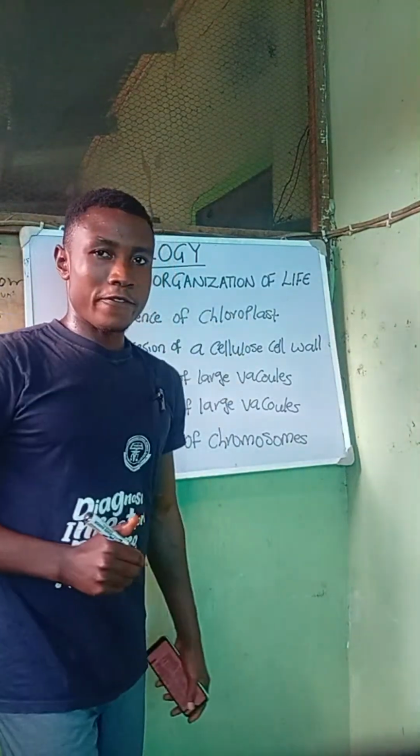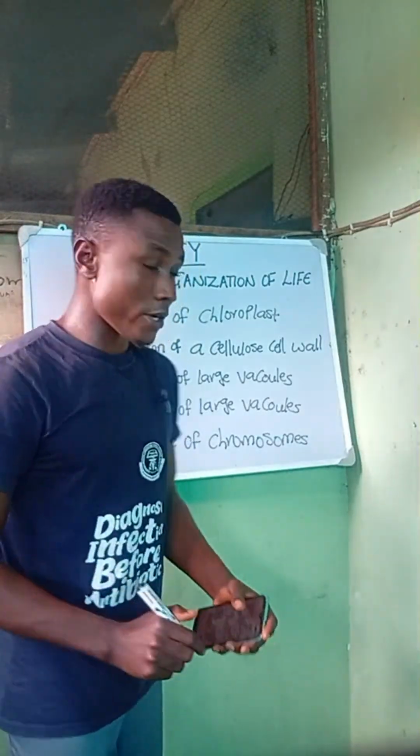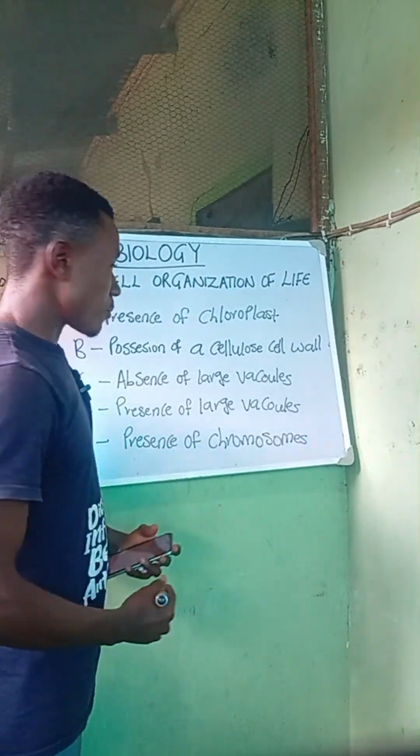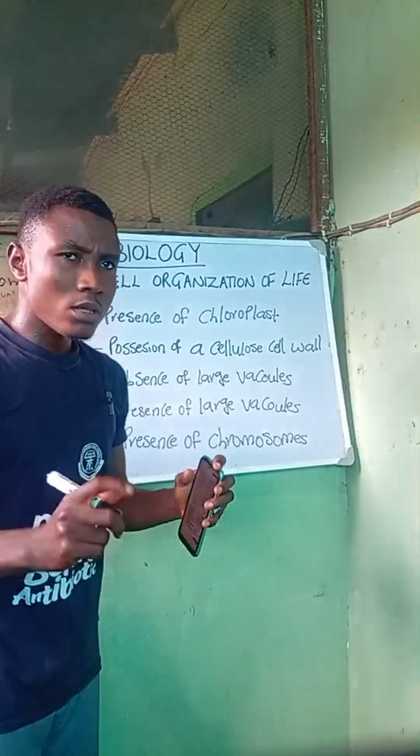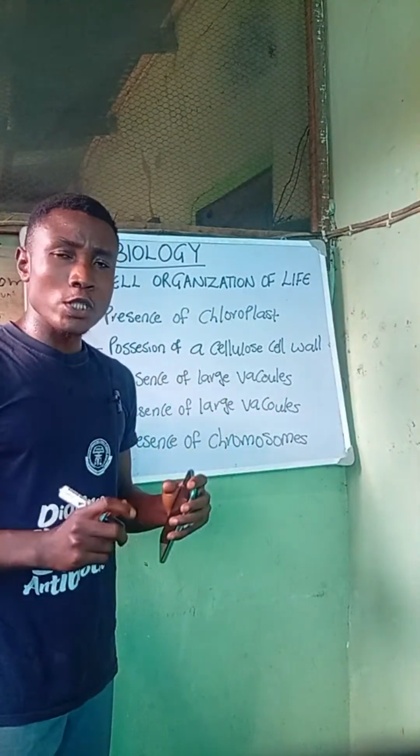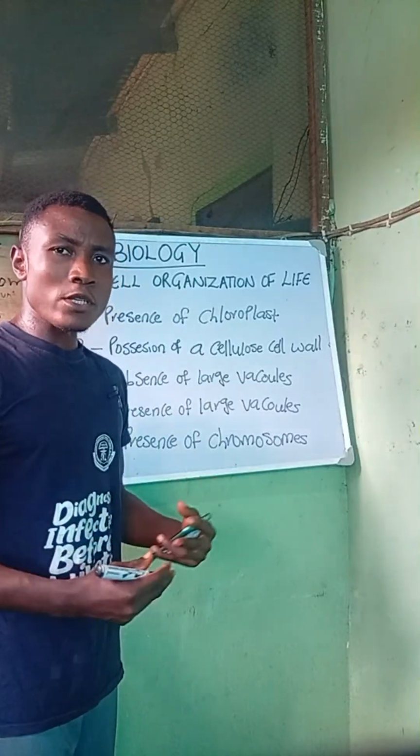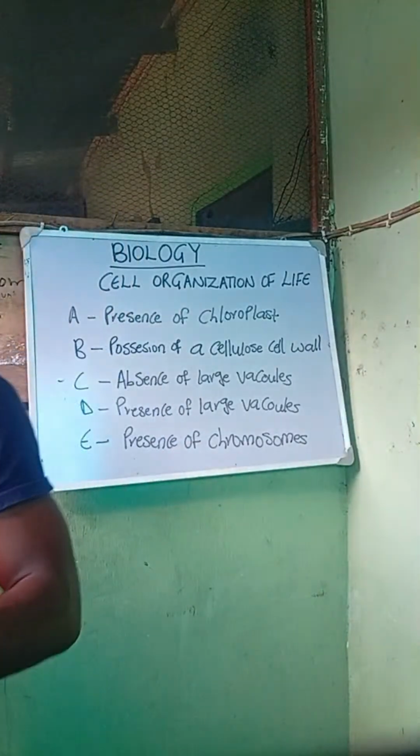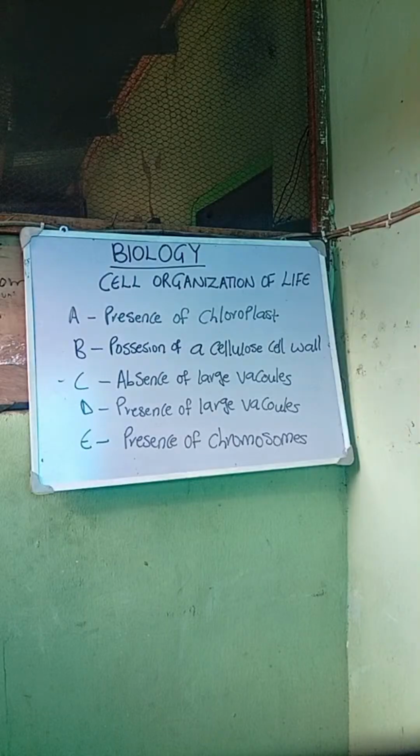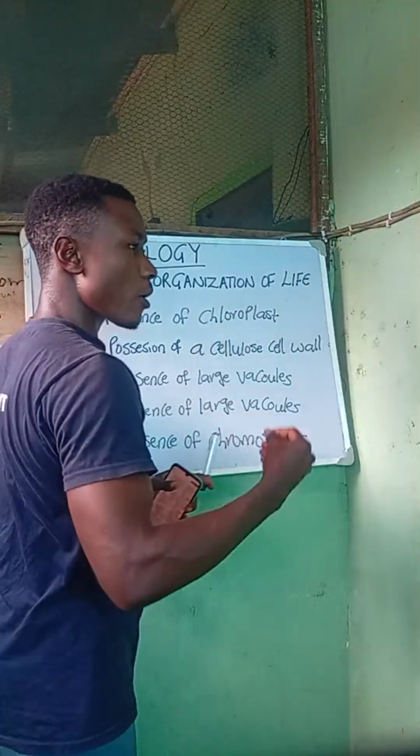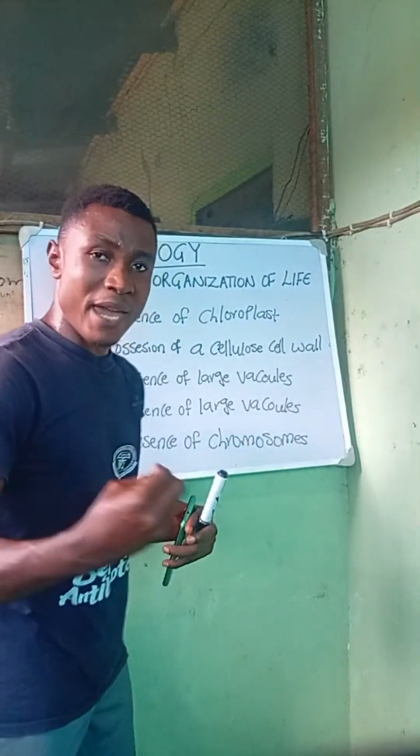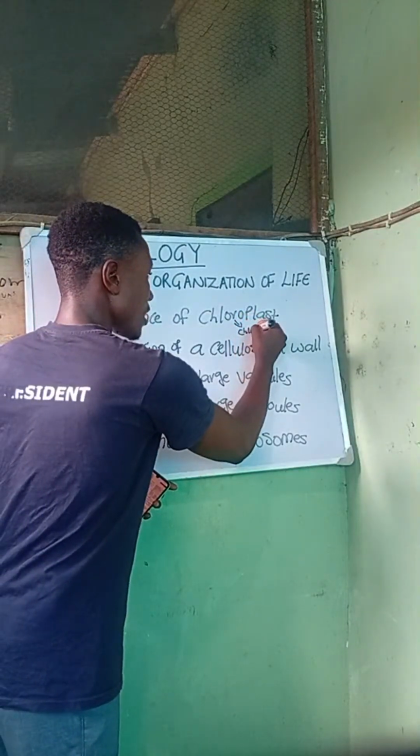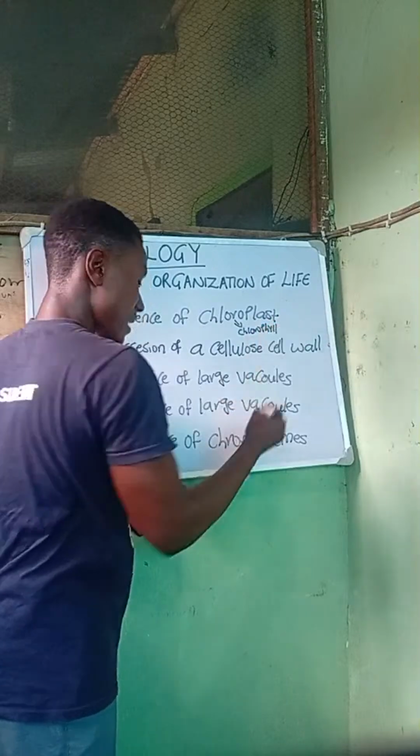Cell organization of life. We have the plant cell and we have the animal cell. Now, which of the following is a characteristic of the animal cell? A. Presence of chloroplast. Note, animal cells do not contain chloroplast. Chloroplast is a key feature of the plant cell because it houses the pigment known as chlorophyll.